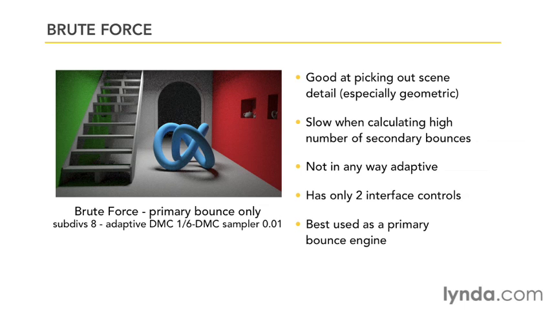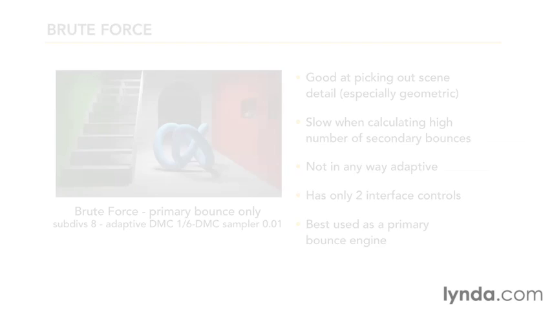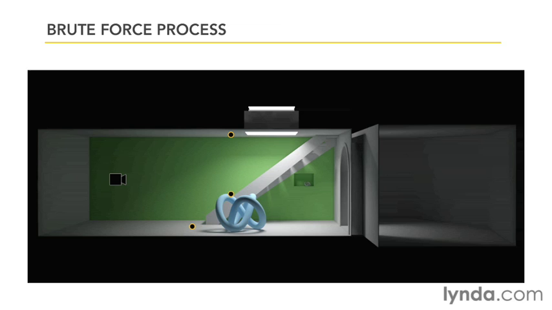Again, let's step through the calculation process of the brute force GI method. As the brute force system is also a view-dependent technique, the first rays traced from the camera into the scene are used to determine the points or samples from which the GI solution is going to be calculated. Then, if brute force is set as the primary bounce engine, multiple rays are traced from each sample point in the scene.